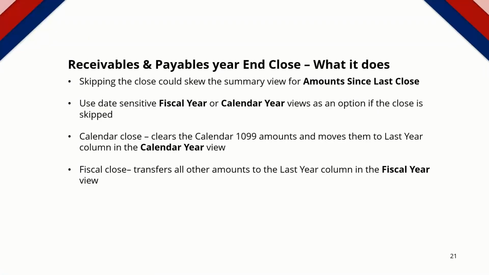So the calendar close and what it does, it clears the 1099 amounts and moves them to the last year column in the calendar view.